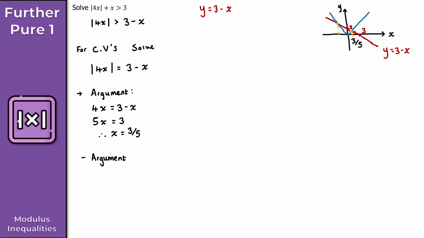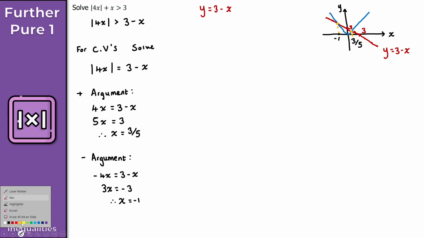And now for the negative argument here. I now take minus 4x is equal to 3 minus x. So let's add 4x to both sides and subtract 3 off both sides. If we do that, then I get 3x is equal to minus 3. And then finally, just divide both sides by 3, and we find that x is equal to minus 1. So this point then is minus 1. And we're nearly done now.